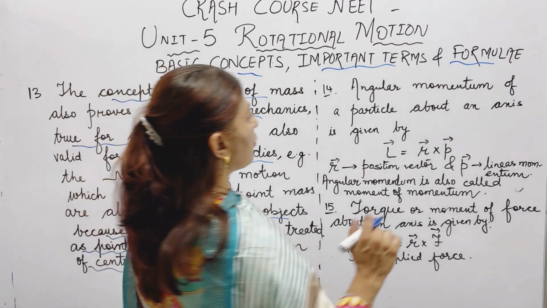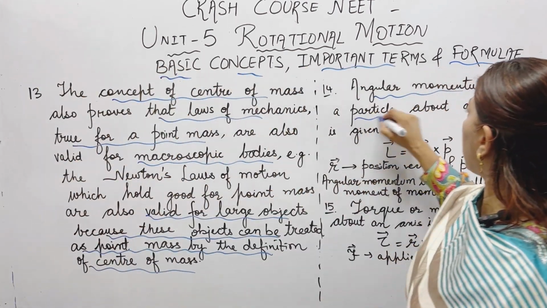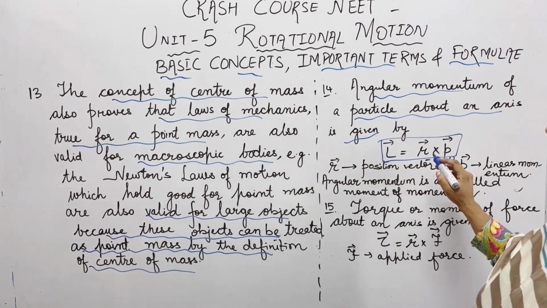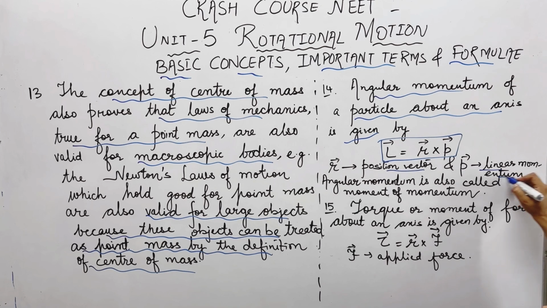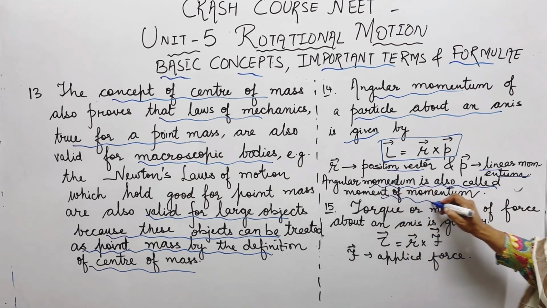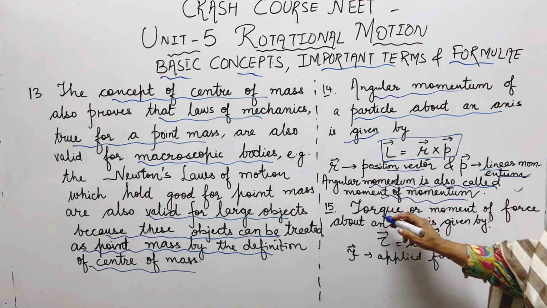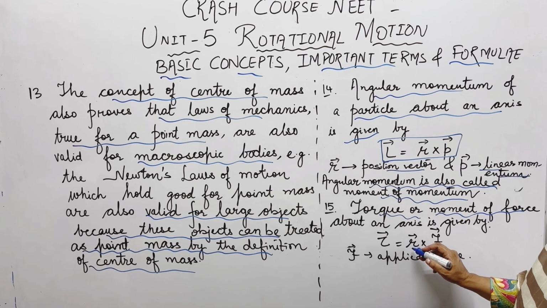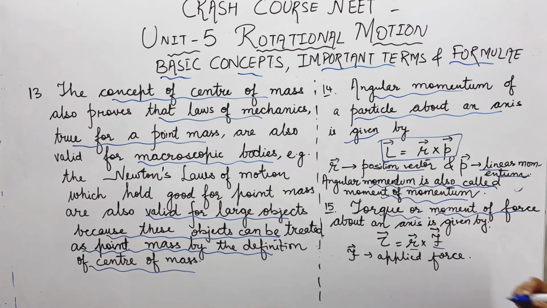The next is about the angular momentum of a particle about an axis, which is given by the cross product of the position vector and the linear momentum. Angular momentum is also called the moment of momentum. Next is about the torque or moment of force. This is the cross product of position vector and the force applied.